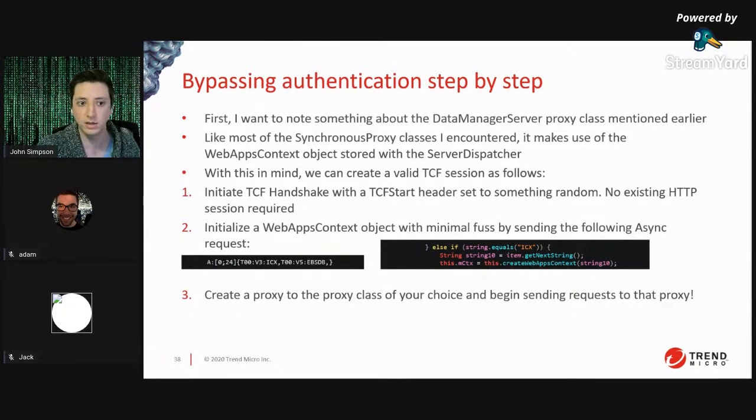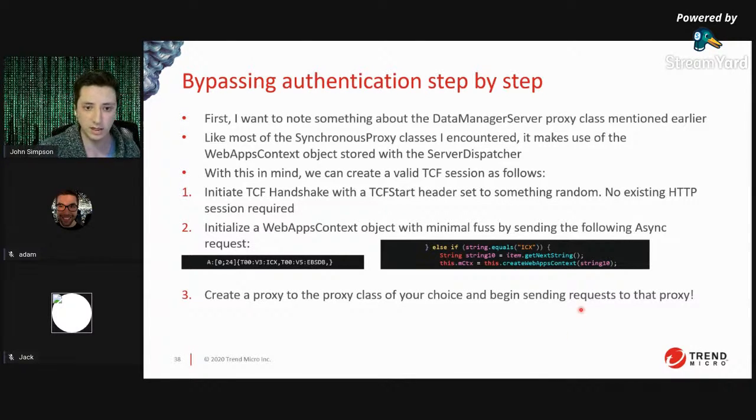Then on the next request you send, you can initialize that web apps context object with really minimal fuss by sending the following asynchronous request. The only two strings I send are, the first string is ICX, and the second string is EBSDB. And this is what happens in the code. If the string equals ICX, it gets the next string, which is EBSDB, and then it says create web app context, and binds it to my dispatcher. That's it. Now you have this web apps context, and any proxy class that needs it or relies on it is going to be perfectly happy at this point.